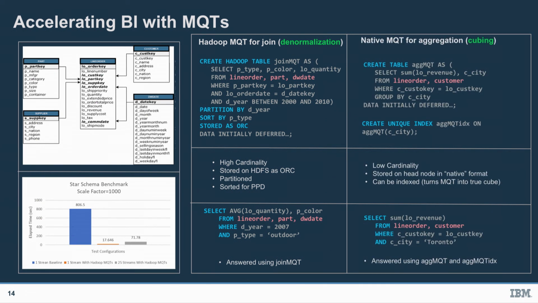The second kind of materialized view is the native kind. These are really for cubes. These are the ones that we use for aggregation. And the one that we see at the top right there is a join between two tables. It's orders and customers, and it's computing the sum of revenue for each city. In addition to the materialized view, we're creating an index, a unique index on city.